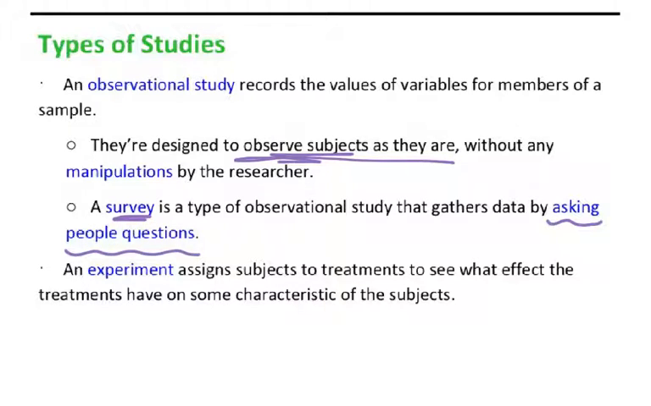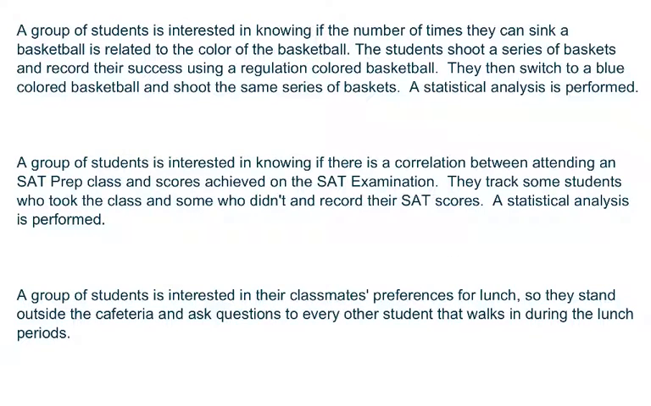And then finally, an experiment is when you actually assign subjects to treatments to see what effect the treatments have on some characteristics. So maybe you're breaking them into 2 different groups, giving one group a treatment and one not, and comparing. So you're doing something, you're manipulating the subjects in the experiment. So over here are just 3 examples, and we're just going to identify if it's a survey, an observational study, or an experiment.